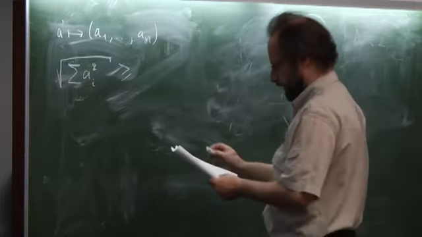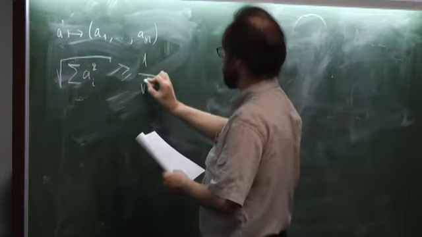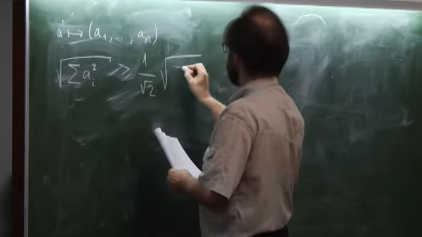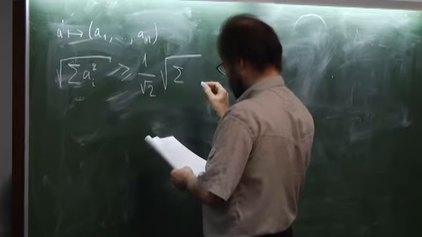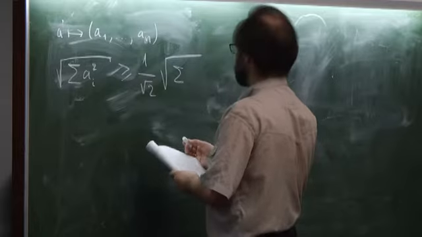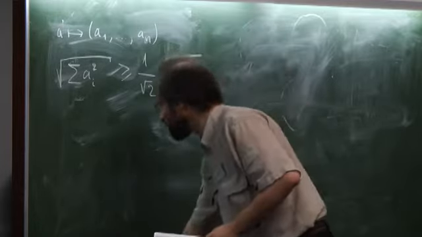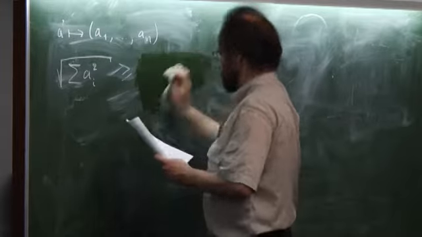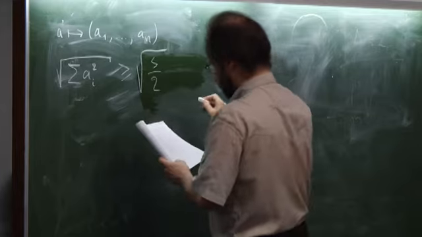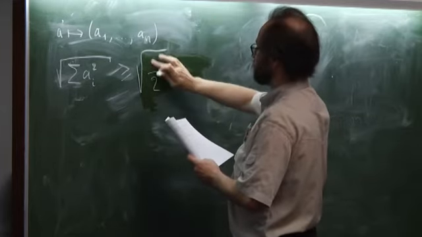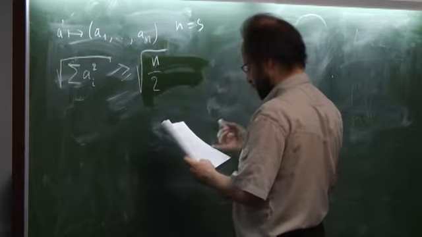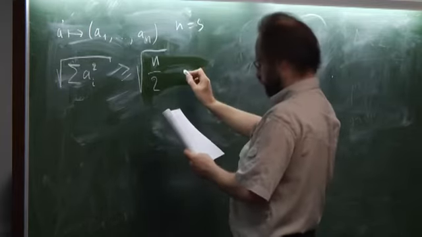Yes, and what you get is 1 over square root of 2 times the square root of the sum. So arithmetic mean, geometric mean will give you square root of s over 2 here. S equals n, so I suppose that n equals s for a while, because here it's written in full generality, but we do not need it.